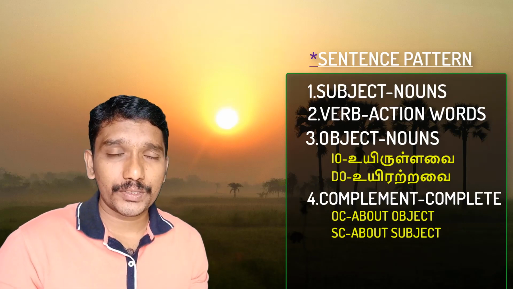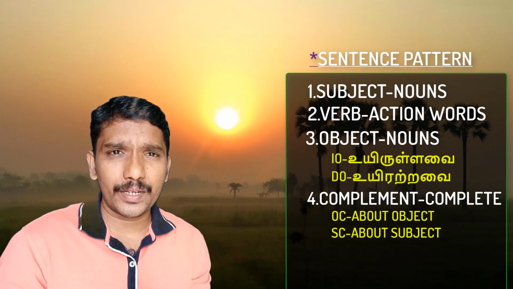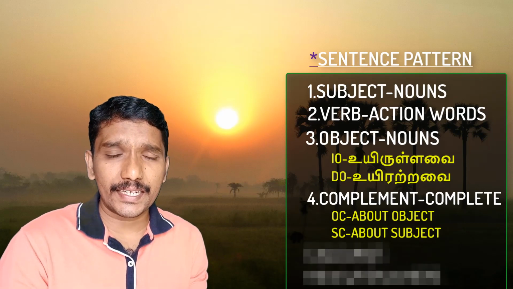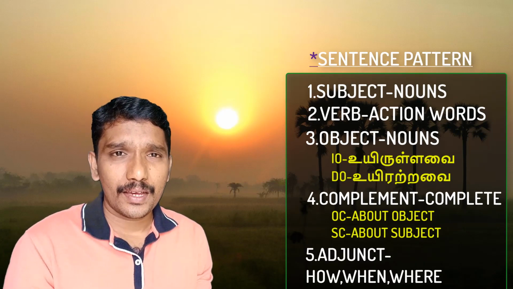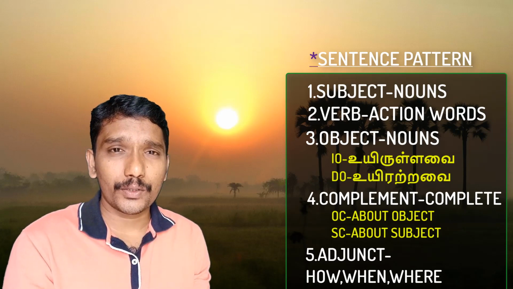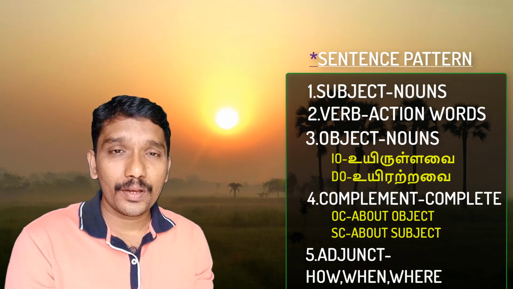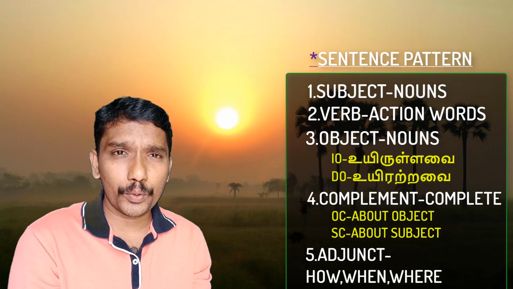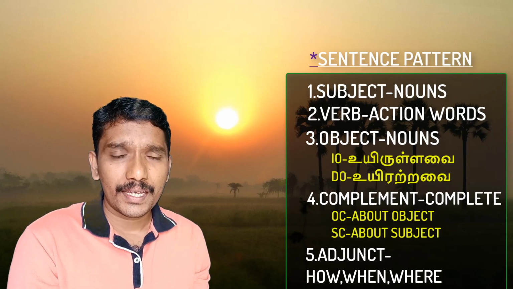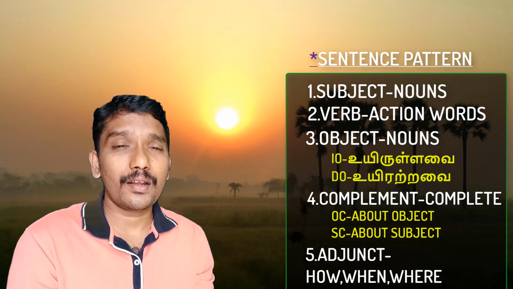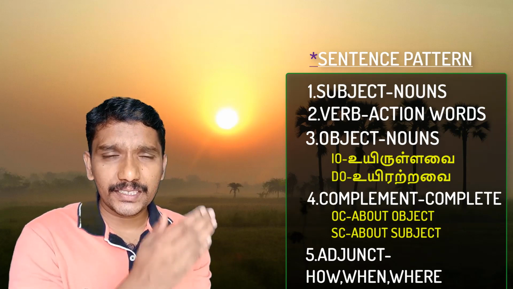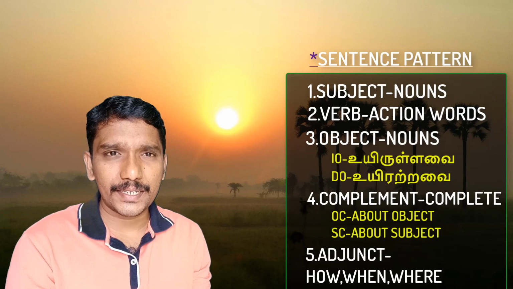And next we are going to see about the adjunct or adverbial phrase. How can we identify the adjunct in a given sentence? It is also very easy. The adjunct should be the answer to the questions how, when and where. If you put these questions on the verb in the given sentence, the answer would be the adjunct or adverbial phrase. Okay, these are some clues we have seen now.